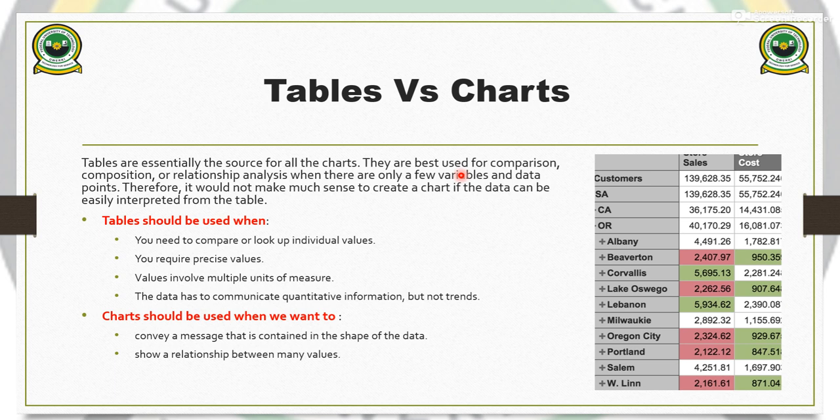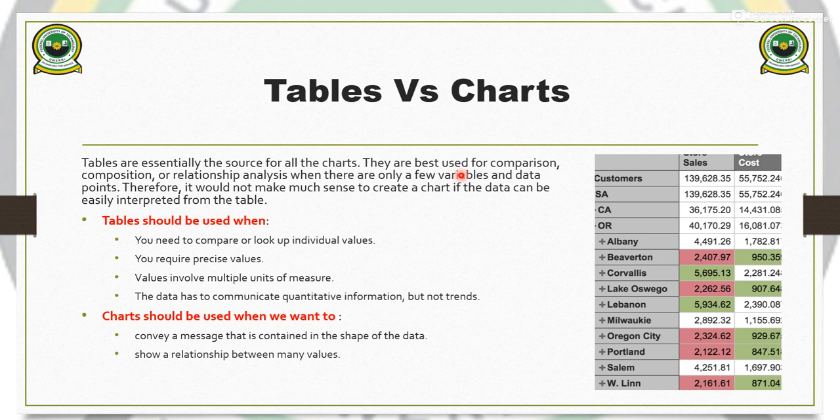But when you want to use charts, you are already prepared to convey a message that is contained in the shape of the data. You want to convey a message that when you look at the shape of the data, you will be able to say this one varies over time. And when you also want to show a relationship between many values, that's when you use charts. Most of the things we encounter in data science, because we are dealing with much data, we usually focus on the use of charts to portray our visualizations.